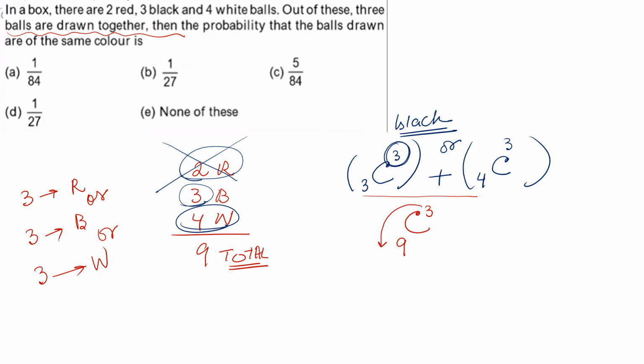I hope that now the concept of writing plus or multiplication is clear. They are asking you one more time to select 3 balls so that all 3 balls will be red, or all 3 balls will be black, or all 3 balls will be white. But we have only 2 red balls, so it is not possible that all 3 balls will be red. This case cannot be possible.